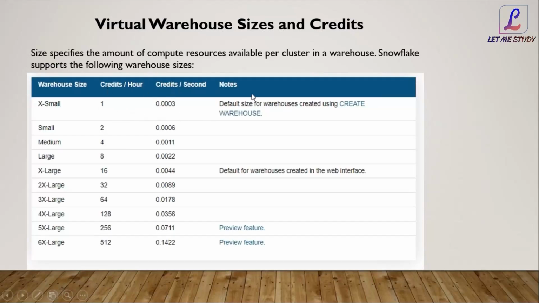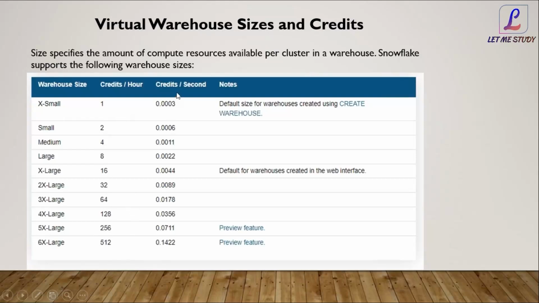How much one credit costs depends on different regions and other factors. As you increase your warehouse size, the number of credits increases. Each increase in warehouse size will double your credits. For example, X-Small takes one credit, Small takes 2, then 4, 8, 16, and so on.